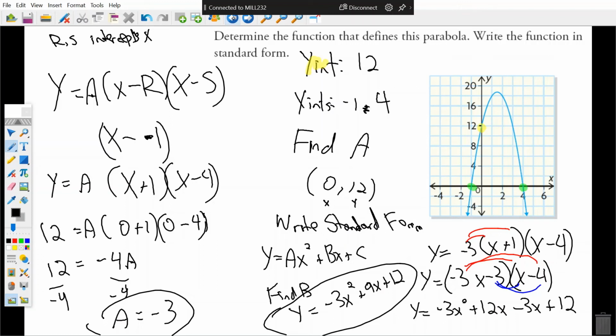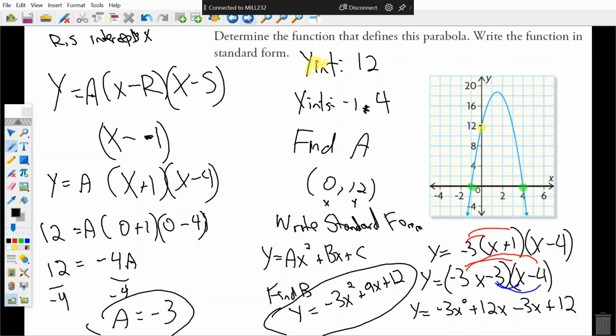Well, I have to get it back to standard form. Right now it's all factored apart. So to get it back to standard form, I have to multiply it together. So I distributed the -3 in there, and then I multiplied these two binomials together. And then once I combine my like terms right there, now I'm back in standard form, which is what the question had asked for. So we had the x and we had the r and s, which were the x-intercepts. We found a, right, over here, and then we just multiplied it together, and that gave us the standard form. Okay.